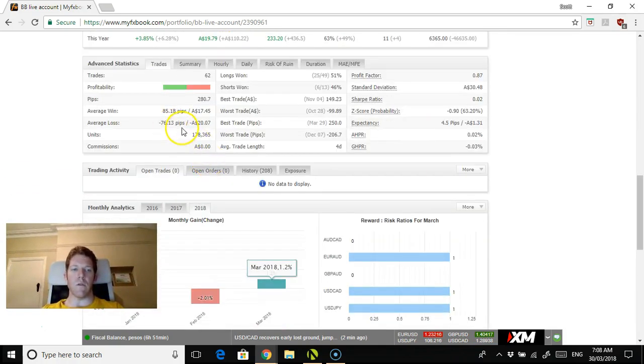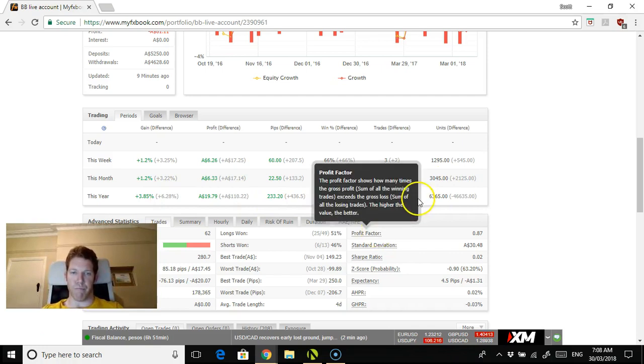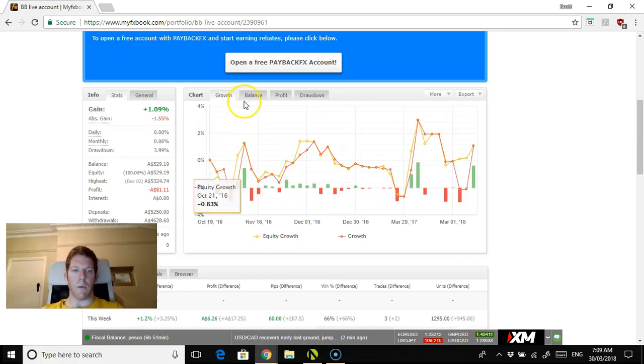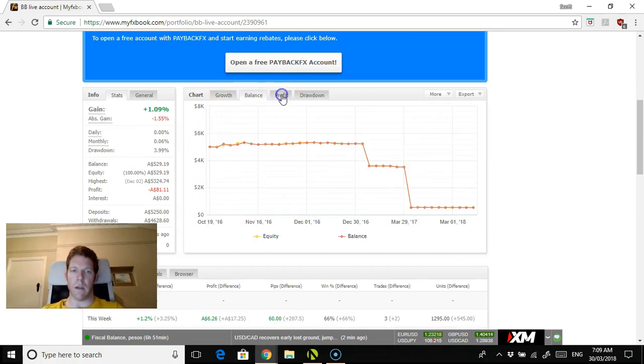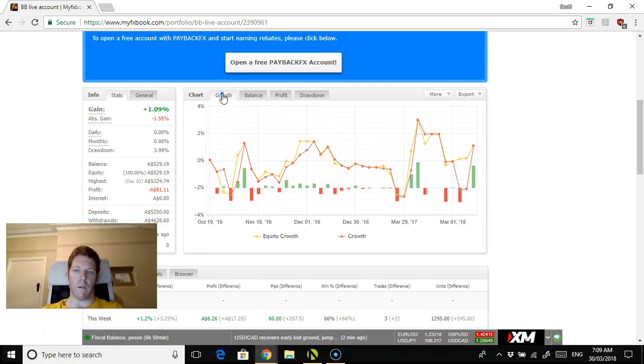I would pay attention to this year so far. My profit is 3.85%, total trades 11, and win percentage 63%, which in backtesting is actually exceeding it. It was around 58 to 60%, so not too bad. Let's see what the balance is doing. Obviously, because I was withdrawing money, but as you can see, it's pretty flat currently, and growth, so it's not too bad.